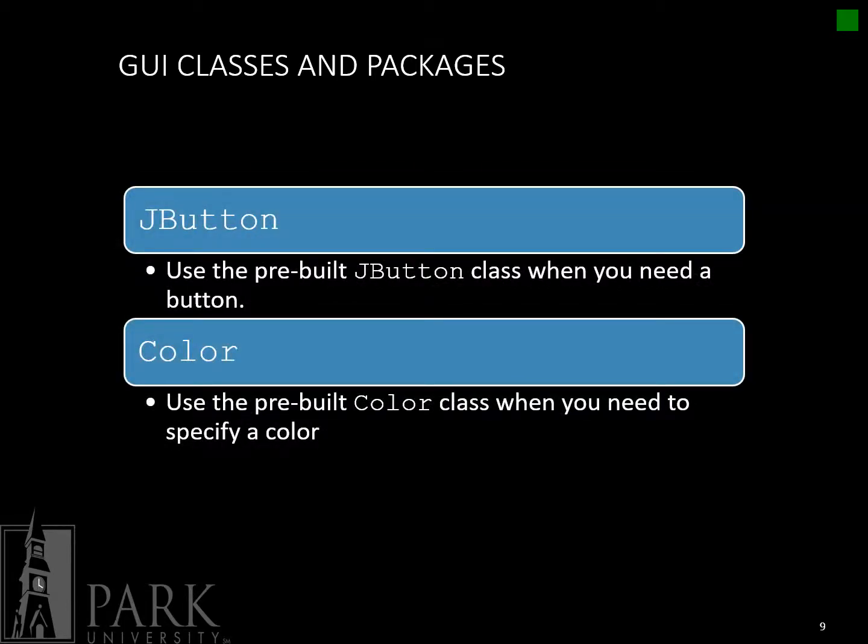We're going to come back to this topic of event handling and event listening, but before we get into that, we need to talk about some of the built-in GUI classes and packages that Java comes with. Now, with most things in programming, try not to reinvent the wheel. Java has lots of pre-built classes for you to use when developing GUI-based programs. For example, JButton you can use whenever you need a button, and you can use the Color class when you need to define colors for your components.